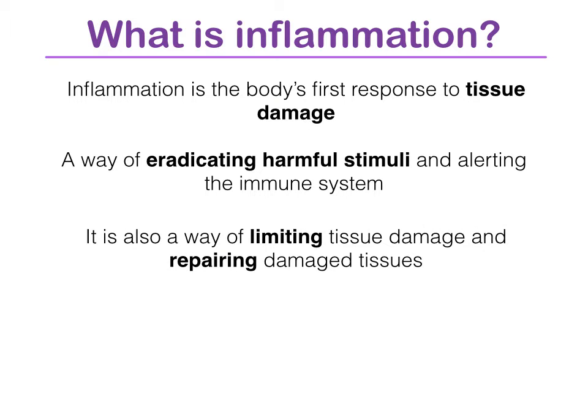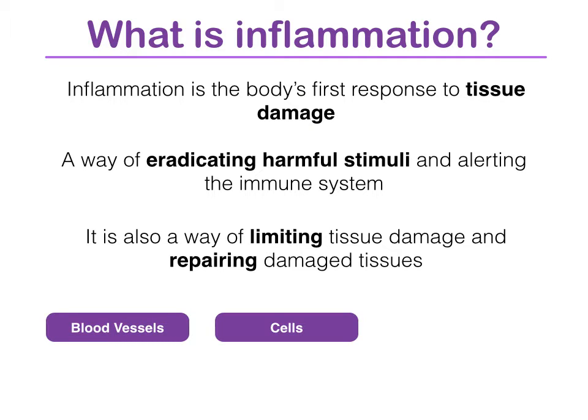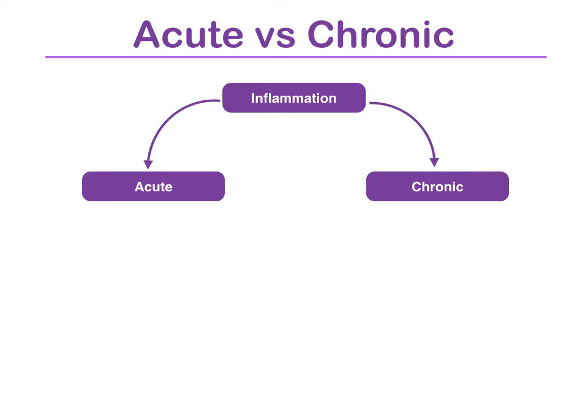And it's also a way of trying to limit the damage that's taking place and a way of initiating the tissue repair processes. Now it does involve the blood vessels, it involves cells, and it also involves a variety of chemical signals going between those cells to kick off all these processes. So we typically split inflammation into acute and chronic types, and this is purely based on the time span.